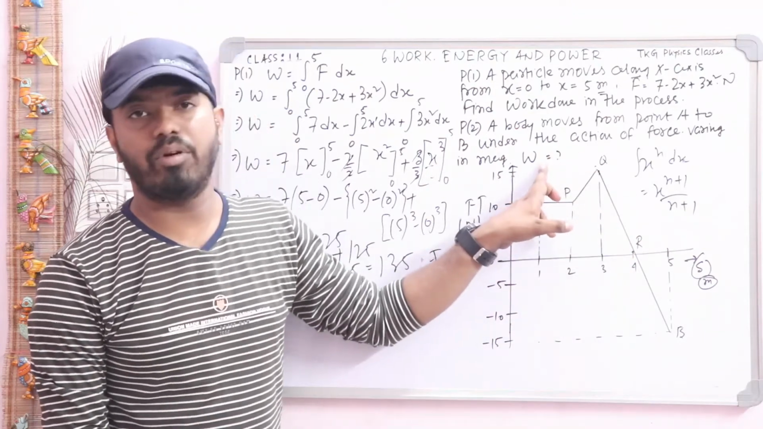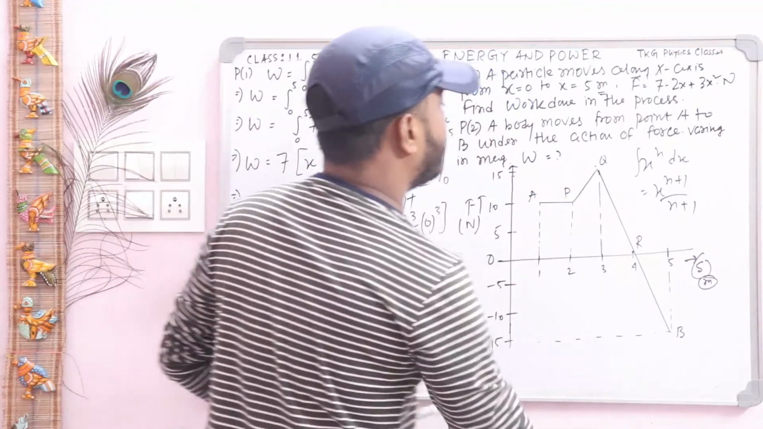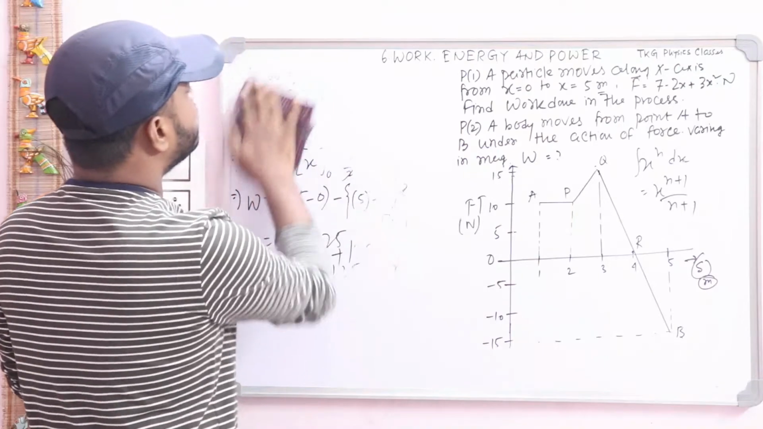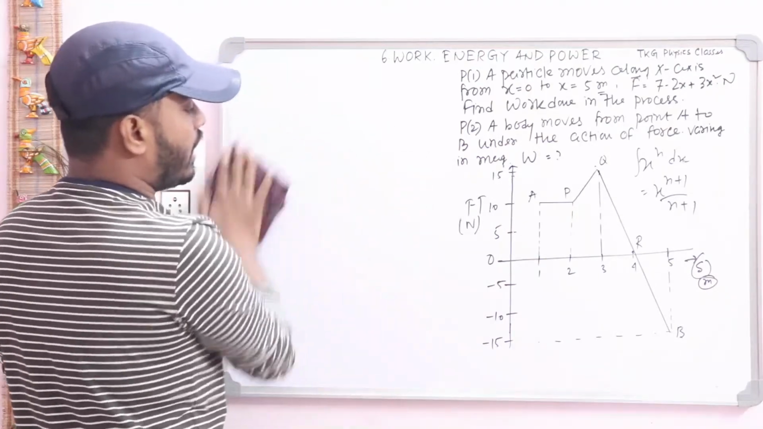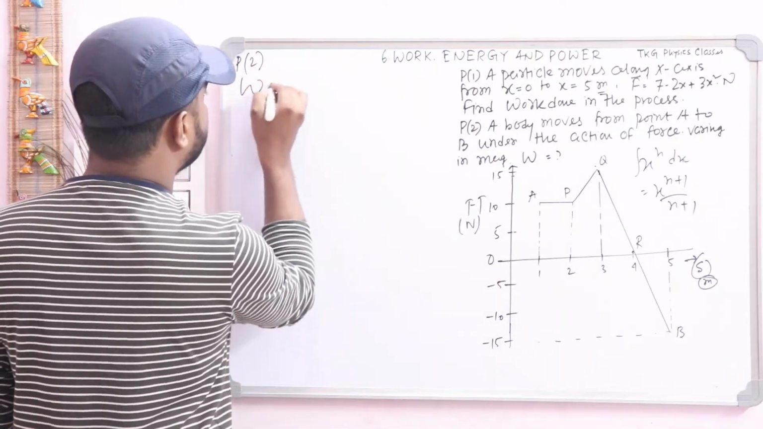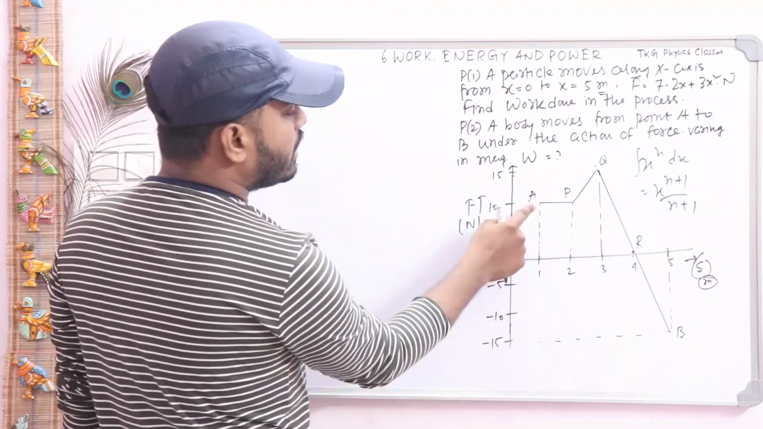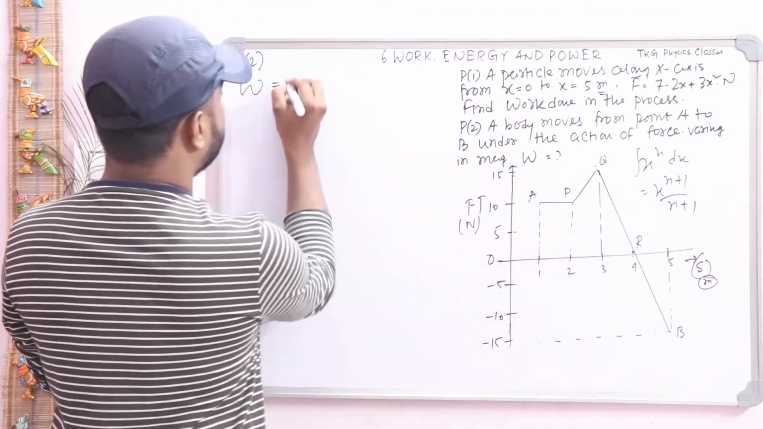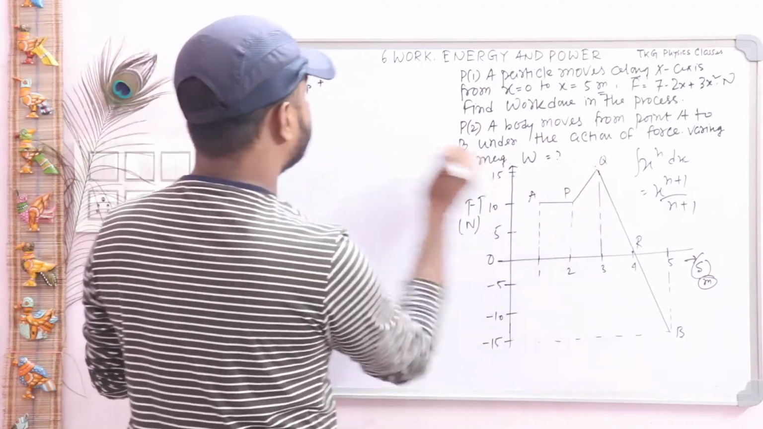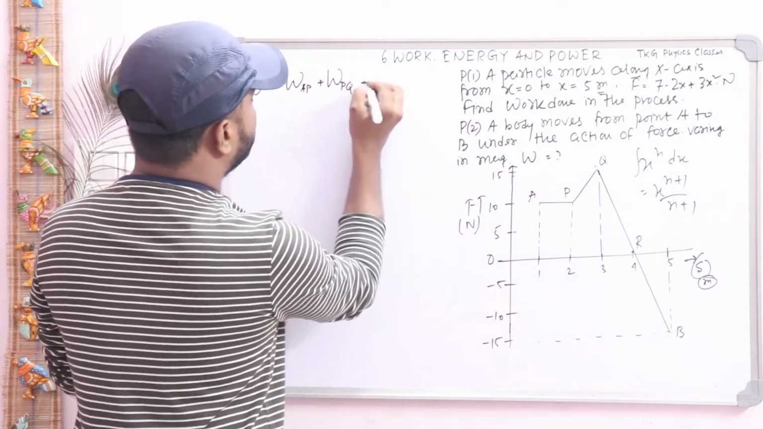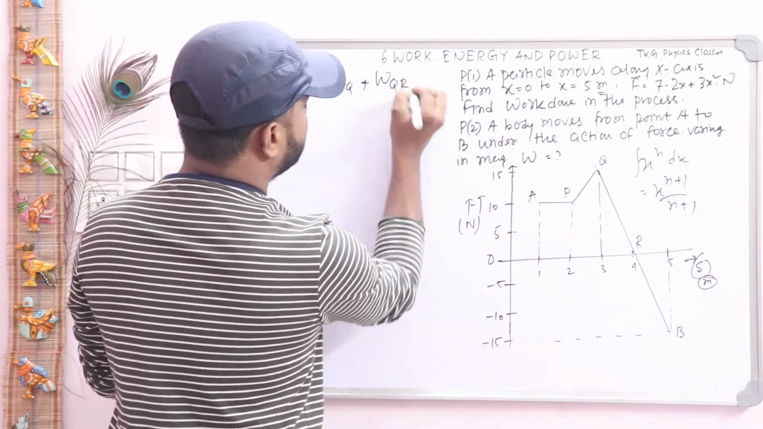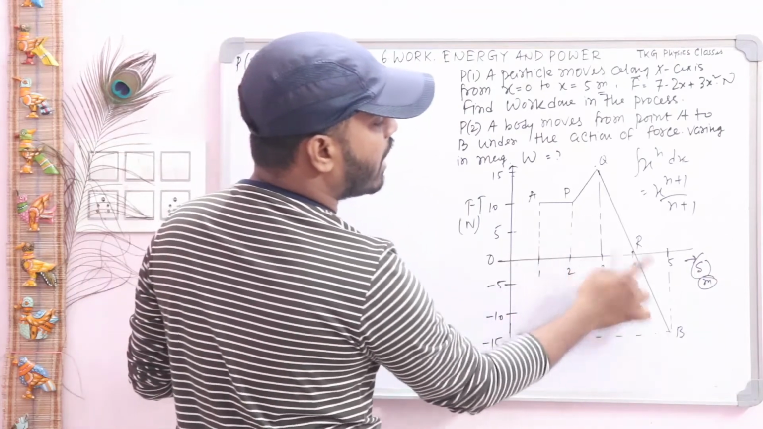Now here you have to find the amount of work done, and you know the formula. From the graph, for finding the work done, you have to find the area under this graph. So the total work done W, problem 2, will be the work done along A to P, plus the work done from P to Q, plus the work done from Q to R, and again the work done from R to B.